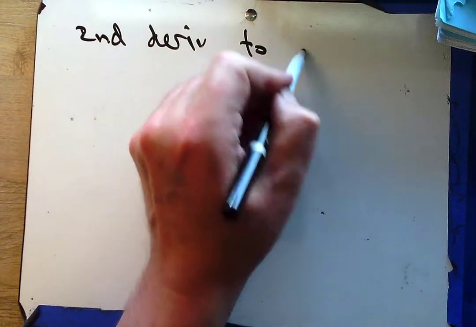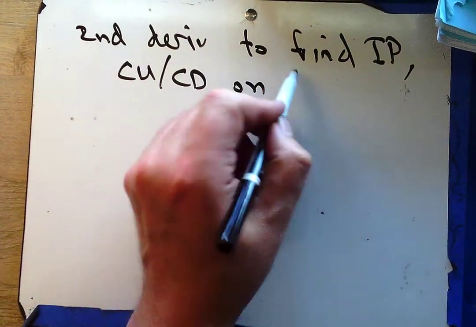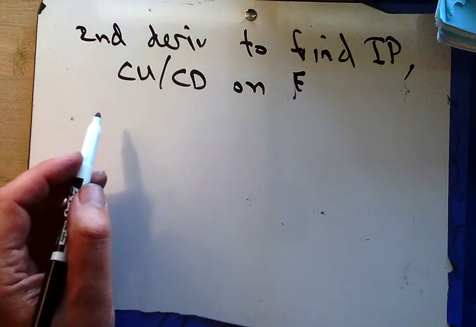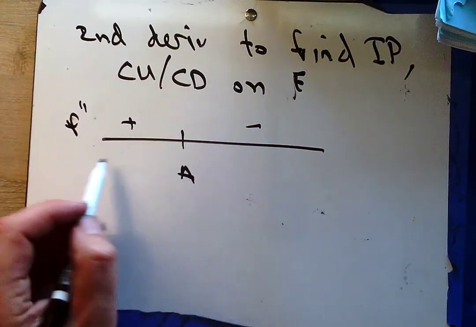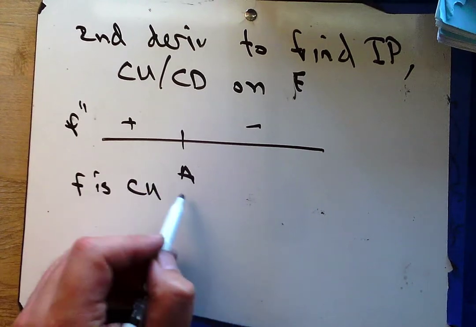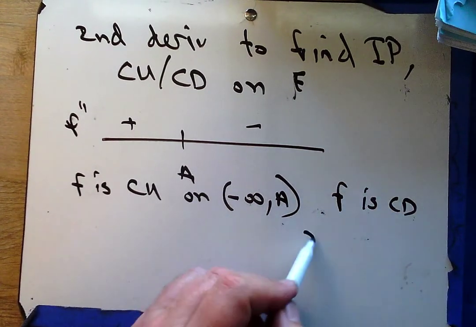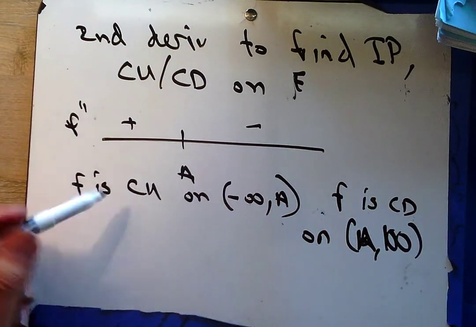Now, I understand that the second derivative is often used to find inflection points, but also concave up, concave down on F. All right, but I want to talk about the other second derivative test, not this one that says, okay, F is concave up on negative infinity to A, and F is concave down on A to infinity. Yeah, that's second derivative test, all about concavity.